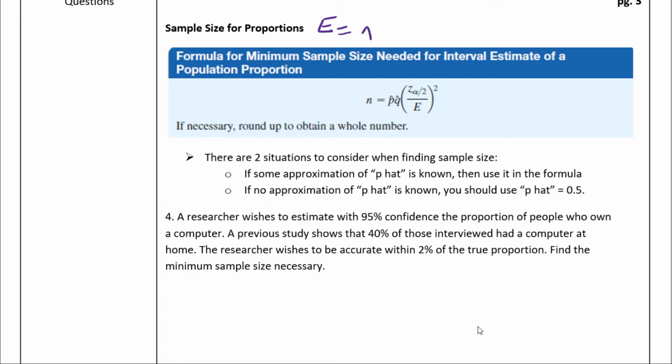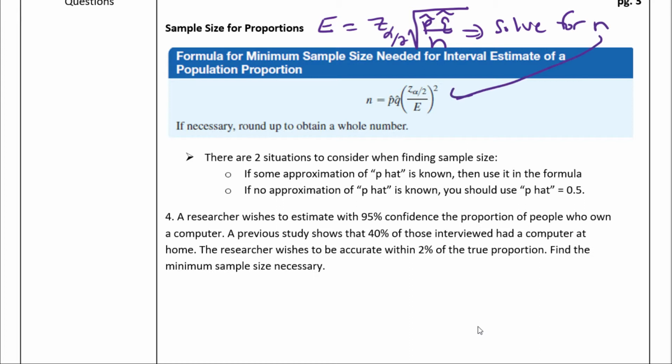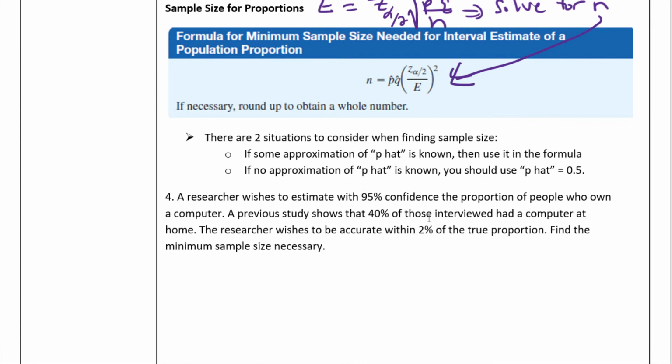The formula for the margin of error is given by Z alpha over 2 times the square root of p hat q hat over n. So that's the margin of error for proportions. And then we simply solve for n, and that's how we get that formula. So if we solve for n, then we get the formula for minimum sample size. Remember that you're always going to round up if you get a decimal.